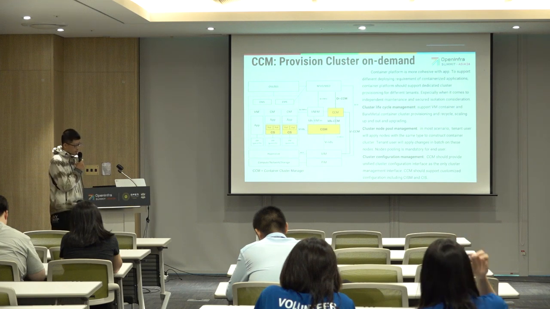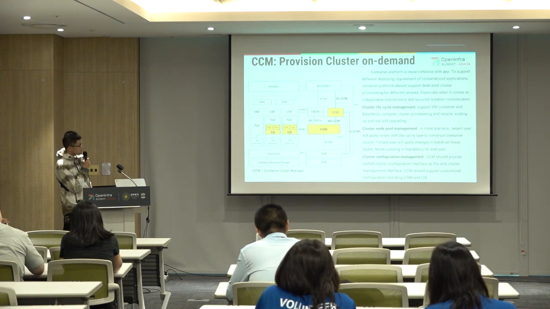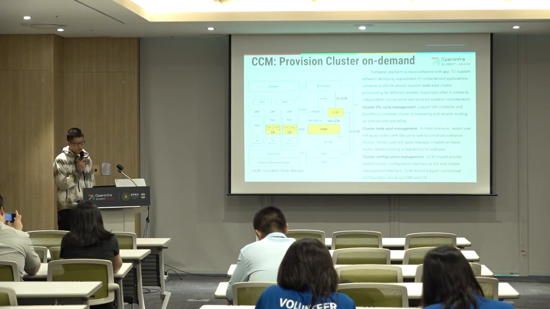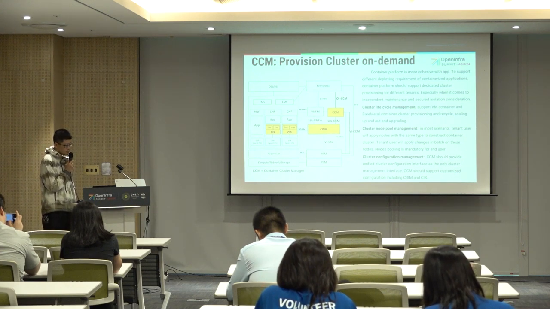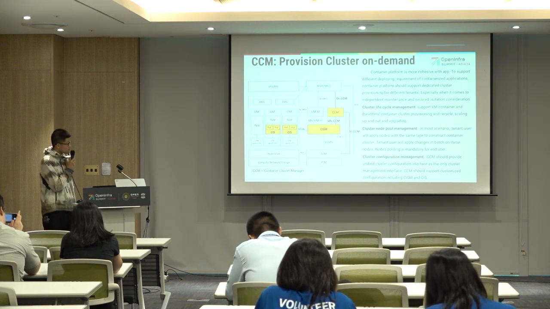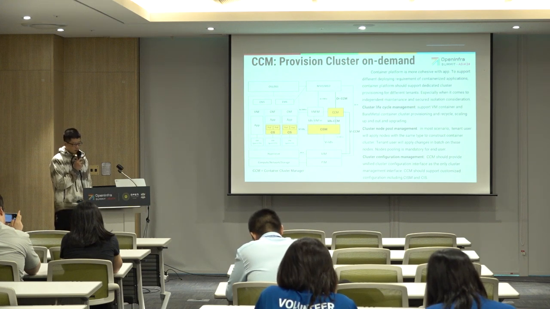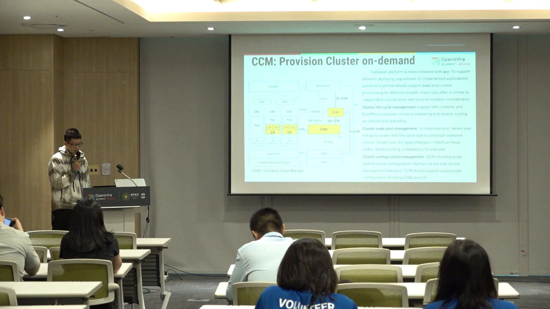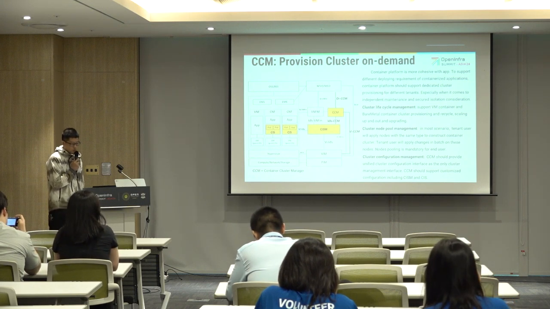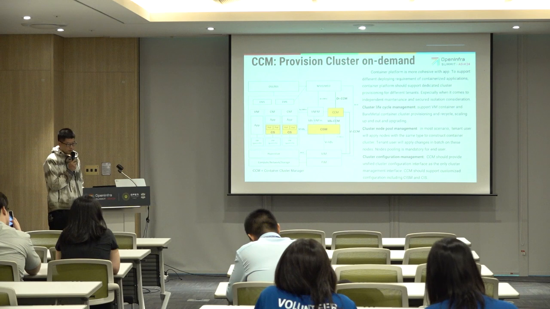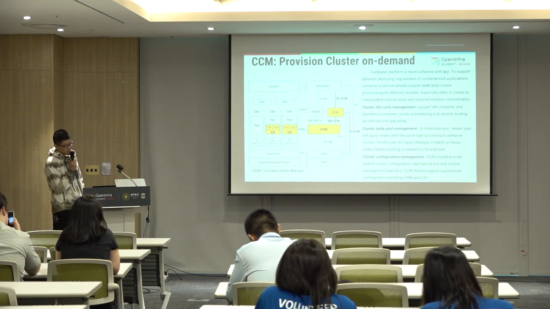This is the key component, CCM, as I mentioned. It will help to provision clusters on demand. Since the container platform is more cohesive with the applications, to support different deploying requirements of the containerized applications, the platform should support both dedicated clusters for different tenants, especially when there may be independent maintenance or security isolation considerations. So for cluster lifecycle management, it will support virtual machine and bare metal containerized clusters for provisioning and recycling, scaling out, up, and upgrading.